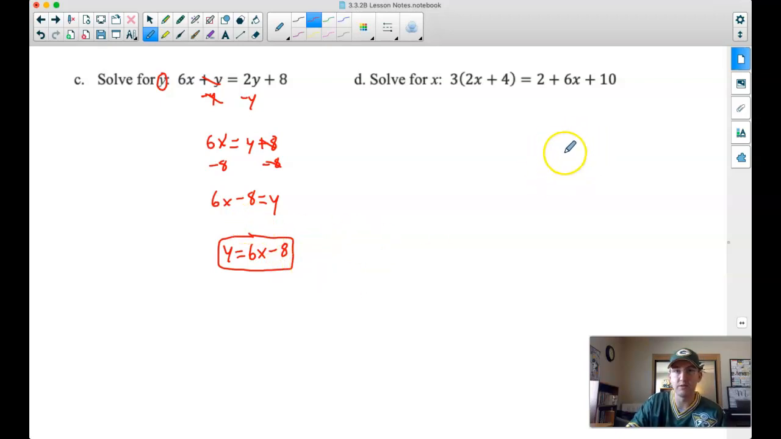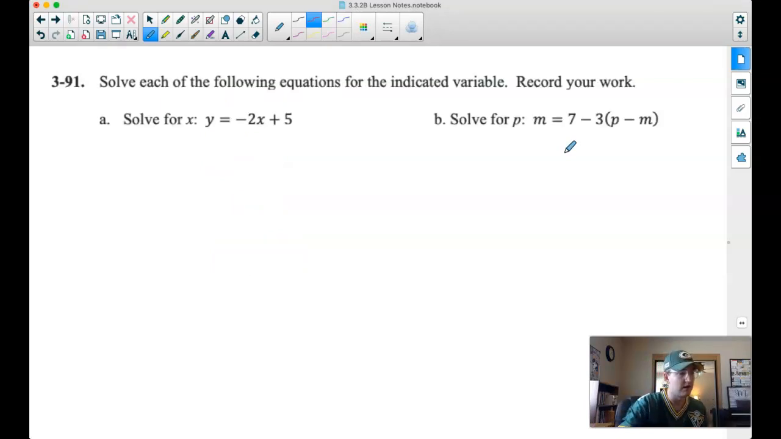Again, do D on your own. Check the filled in notes for that one in a minute. Otherwise, let's keep going here. Let's go to 91 at the top of the very next page. So let's do, again, A and C, B and D are going to be for you to do.